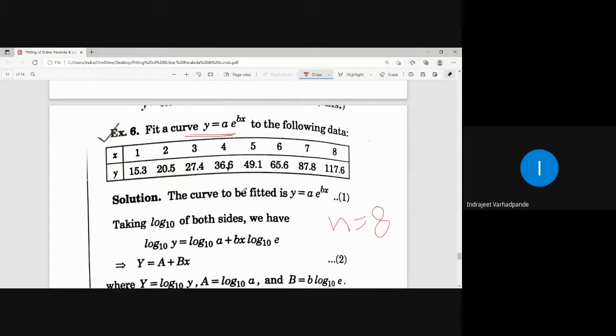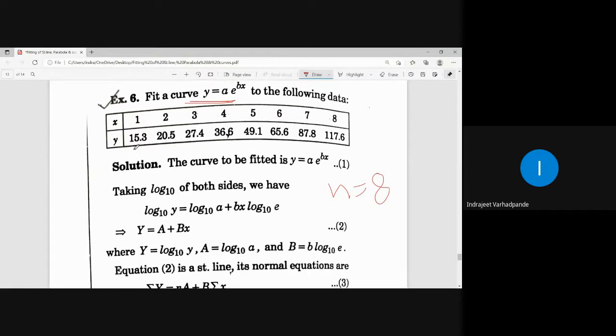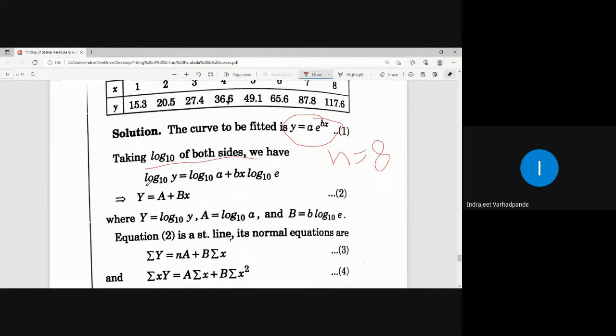The number of observations is 8 and the corresponding values of y are given. To fit the curve y is equal to a e to the power bx, I have to transform the given equation into a linear relationship. So I take log to the base 10 on both sides. Taking log to the base 10 on both sides, we get log of small y to the base 10 is equal to log a to the base 10 plus bx into log e to the base 10.